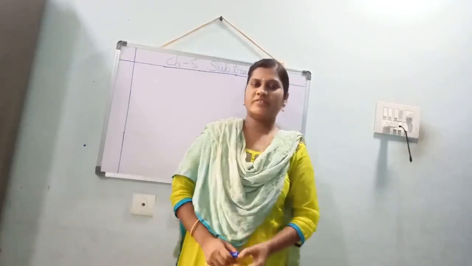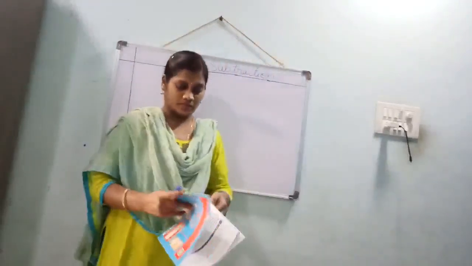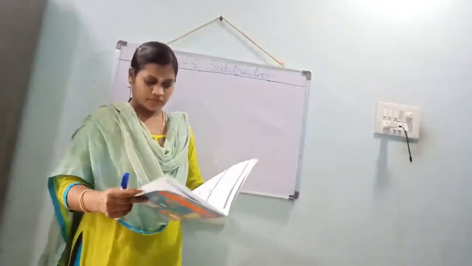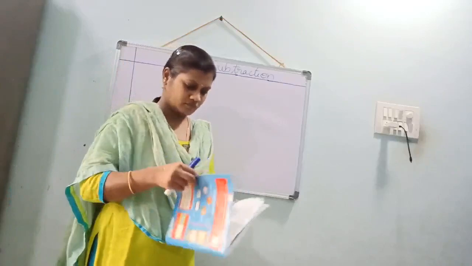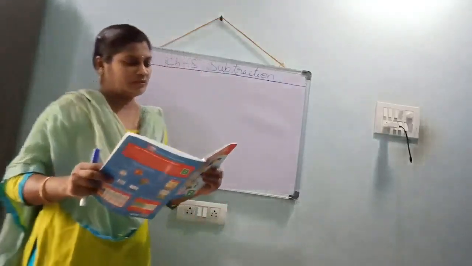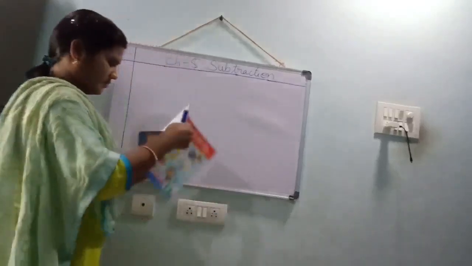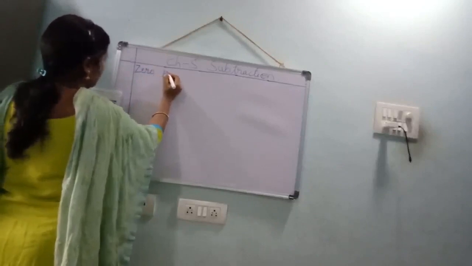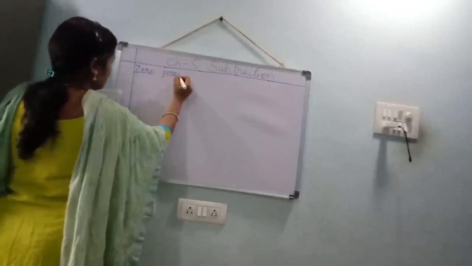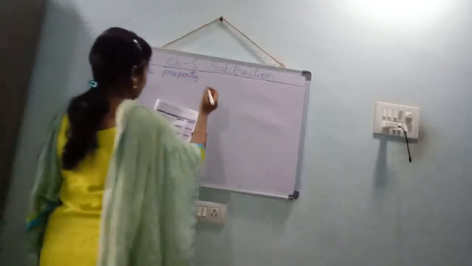Coming to the point. Yesterday what you learned? I will say you subtraction properties. Zero property, before number property, and subtracting a number from itself. Okay? See children. Zero property. Z-E-R-O, zero. P-R-O-P-E-R-T-Y, property.